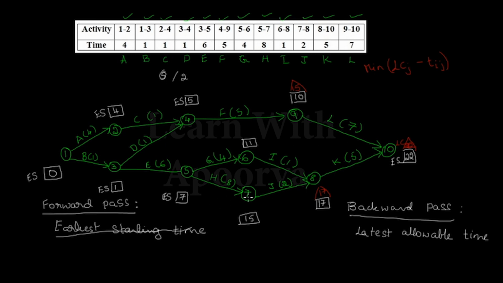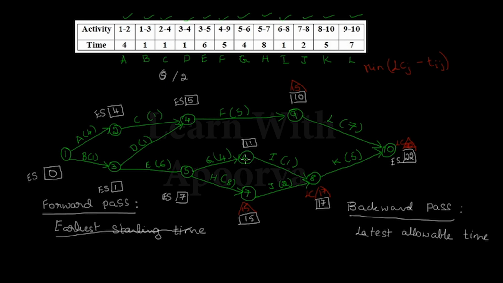After 8, we'll go to 7. 7 and 8 are there for the activity J. So 8 has the latest completion time as 17. So 17 minus 2, which is equal to 15, is the latest completion time for node 7.